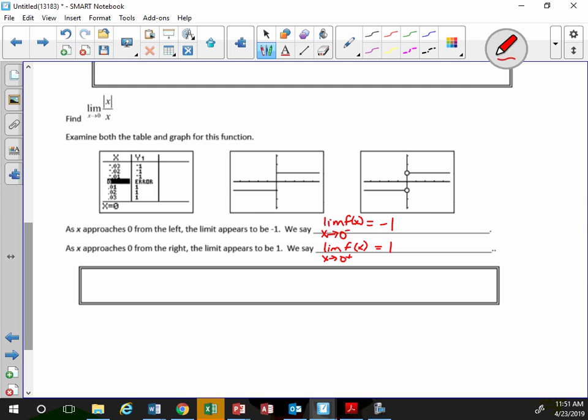Just because it has a plus or minus doesn't mean it's approaching from the positive side or the negative side. It just means, like, if the whole graph's in the negative, it's going to have that. Yeah, it's just left or right of that specific value.